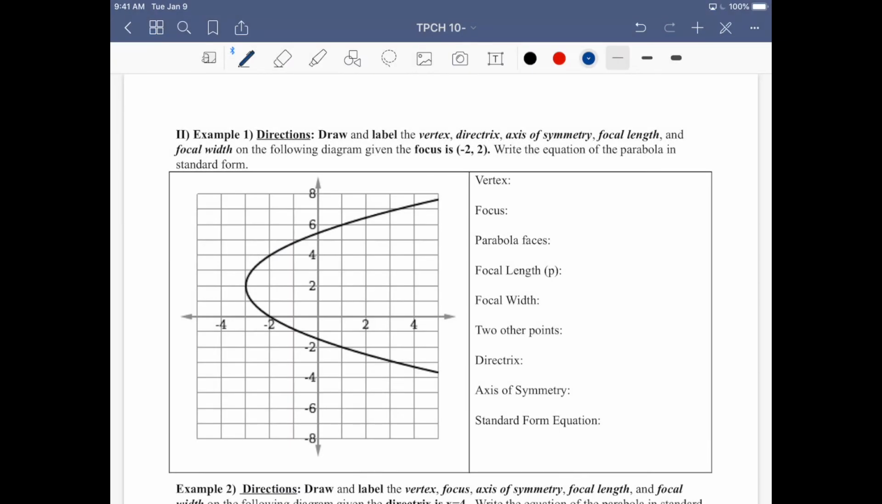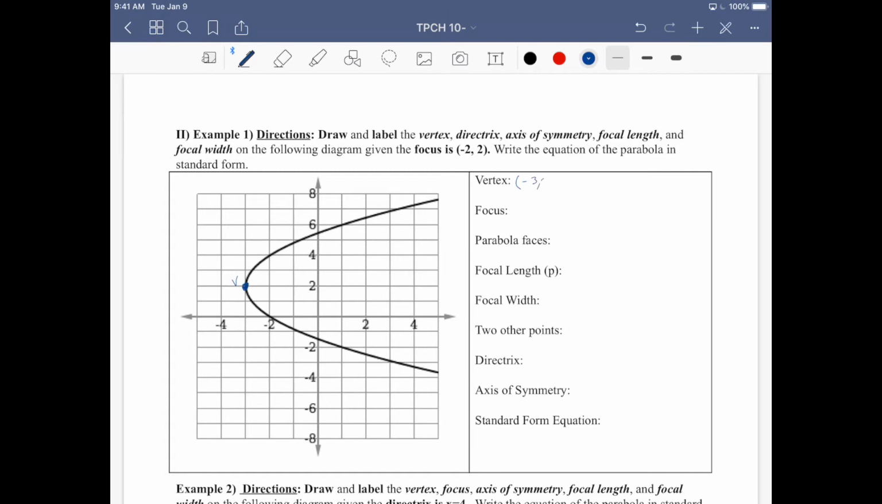Okay, part 2. Let's look at an example. It says, draw and label the vertex, directrix, axis of symmetry, focal length, and focal width on the following diagram given that the focus is -2, 2. Write the equation of the parabola in standard form. So I'm going to mark up everything that I know. Right now I can easily find the vertex. I'm just going to write V for vertex because if we label all the points and everything, we're going to have a very cluttered graph.